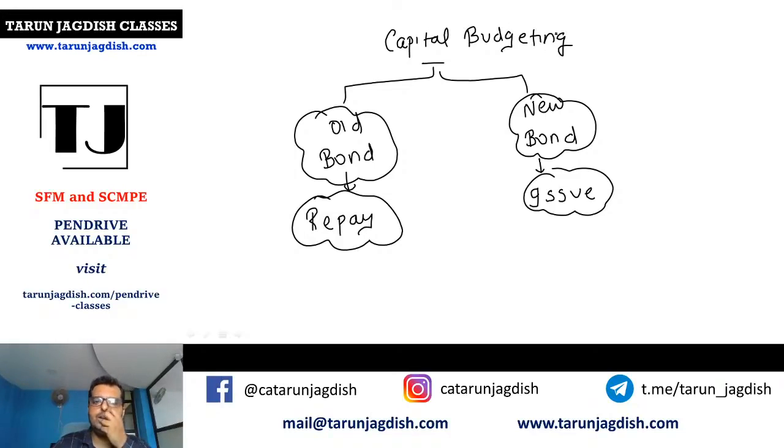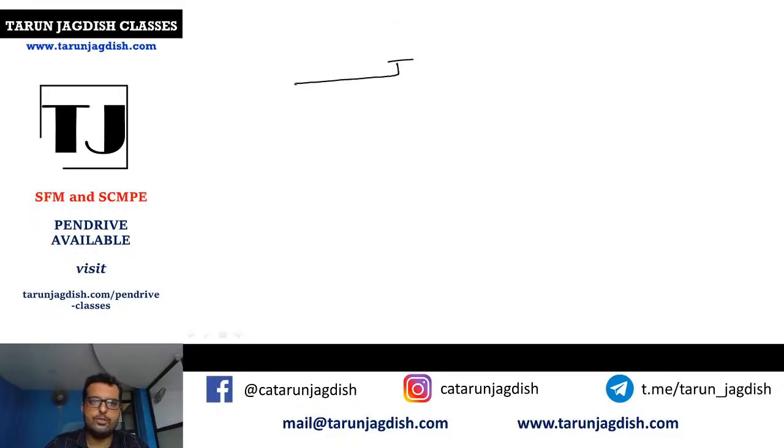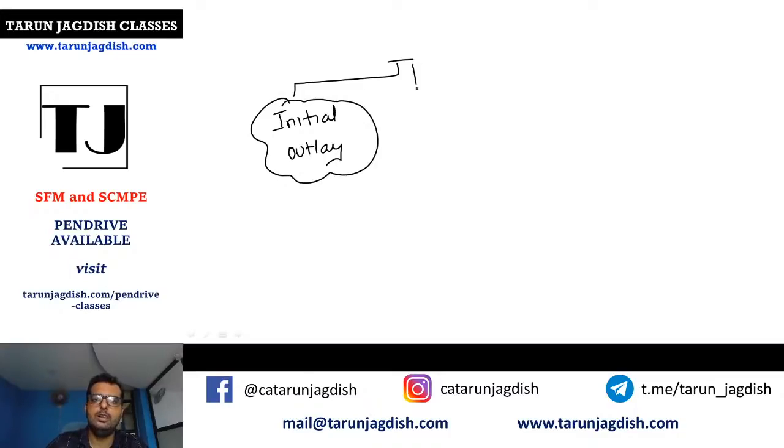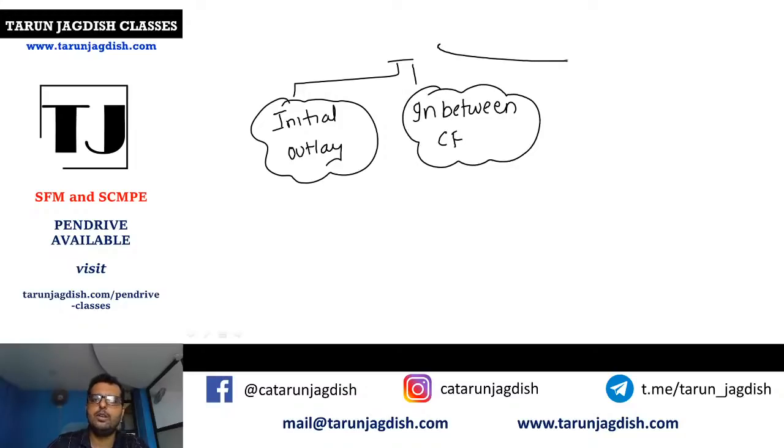Alright. And when we do a question on capital budgeting, there are mainly three types of cash flows. The first one is called the initial outlay. The second one is called the in-between cash flow. And the third one is called the terminal cash flow. Can you draw this chart in your books, friends?